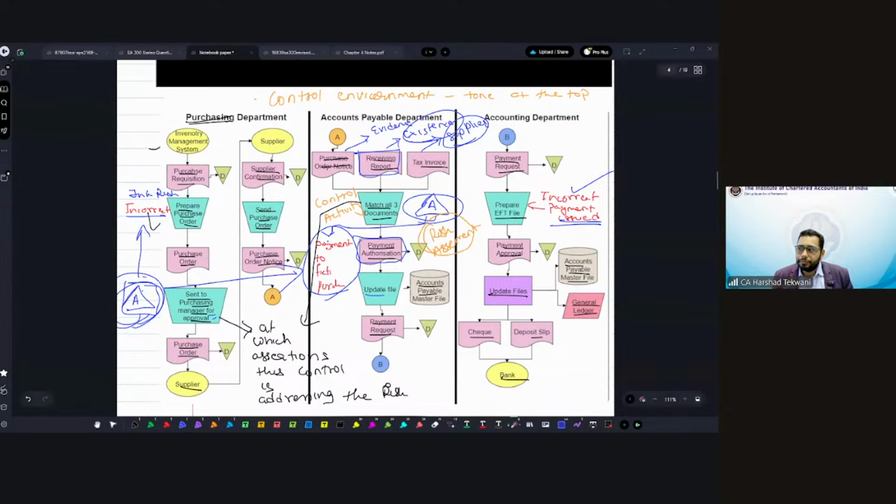Anyone? Pretty straightforward. What you will do? I'm saying you get an invoice which is not matching with PO and GRN. Will you process that? We will communicate.